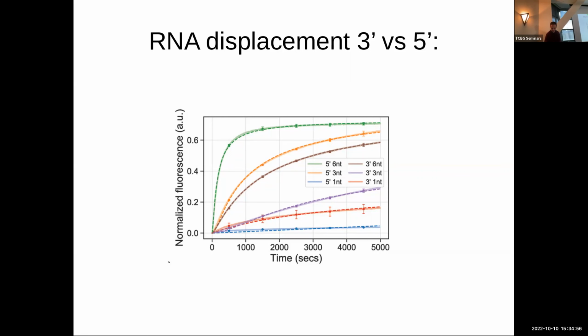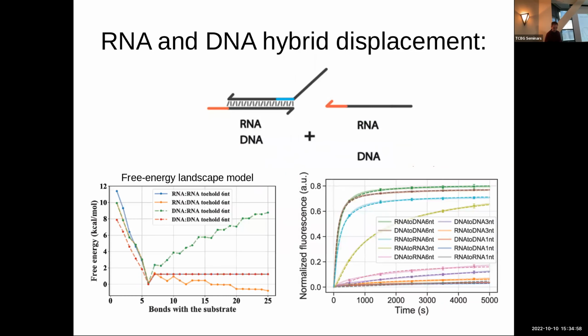The mismatches work. And one of the things which was actually of interest to biologists is the effect of the hybrids. What happens if RNA invades RNA versus DNA invades RNA? So this is not simulation, this is just empirically reproduced free energy profiles of what we would expect to happen.